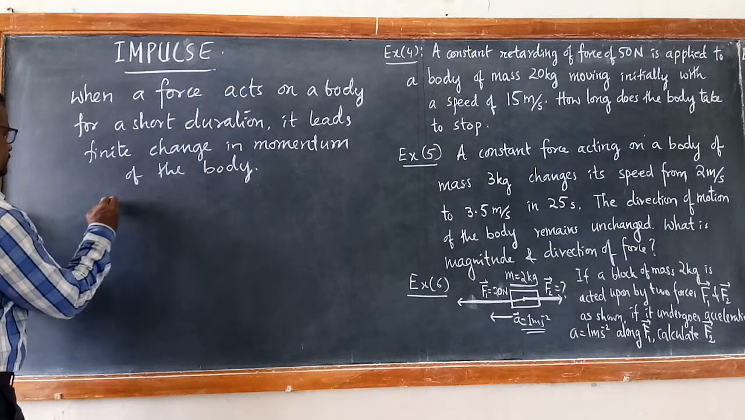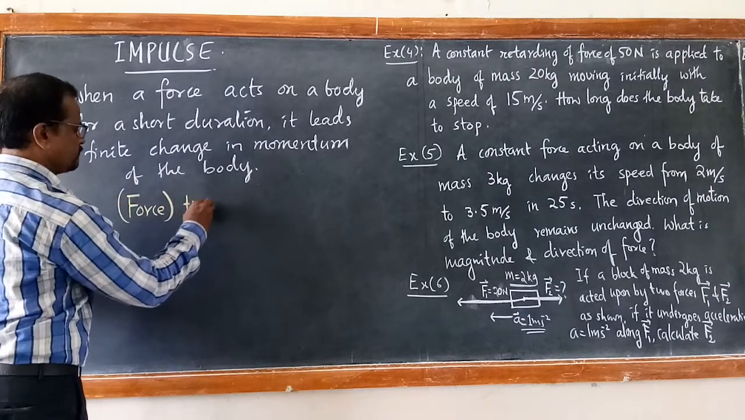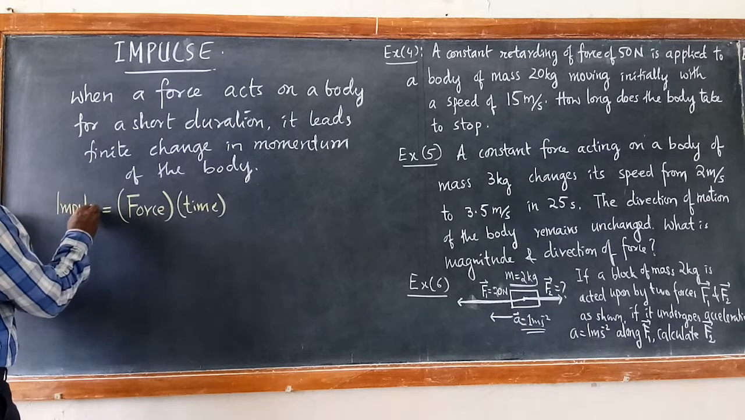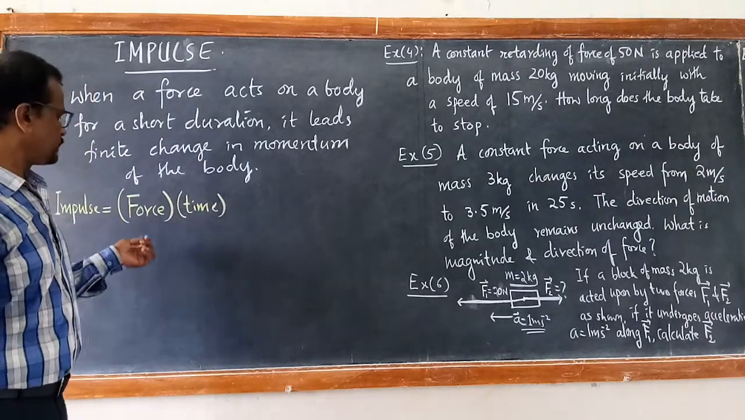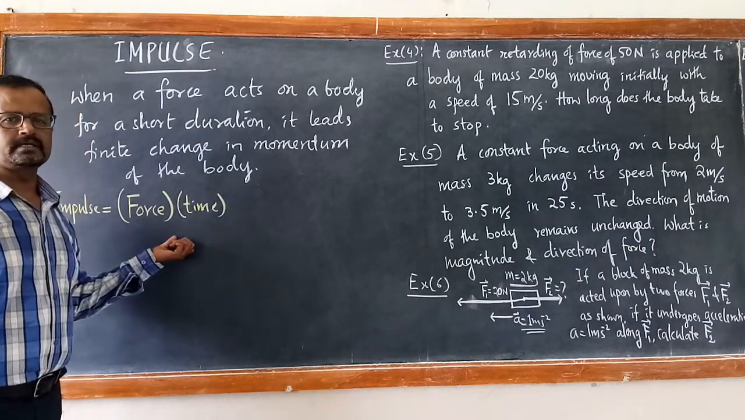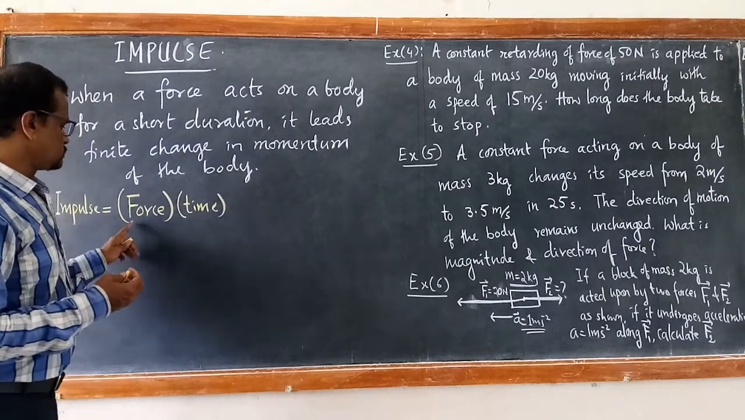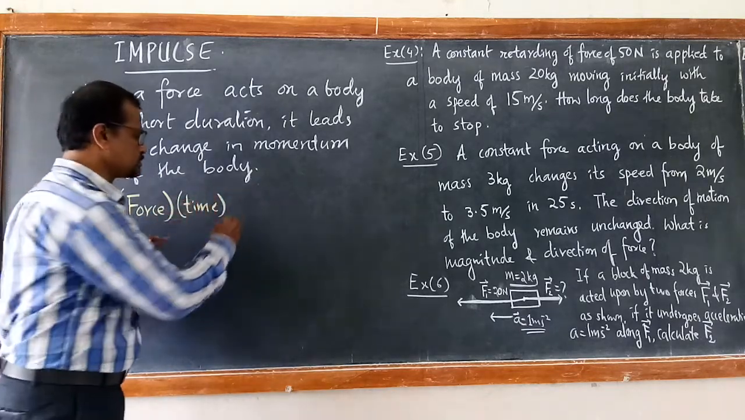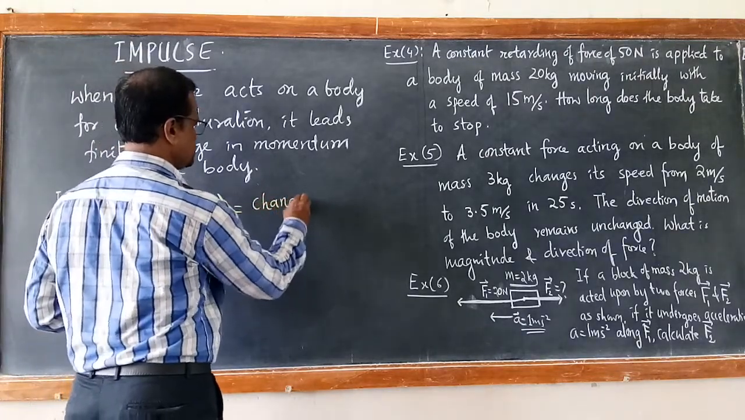So, the product of force and time gives us what is known as impulse. Impulse is defined as the product of force and time. But you see, force and time are very difficult to measure. The time duration is also very short, and we don't know how much force is exerted. So how do we calculate it? It leads to a change in momentum, so that is what we calculate as change in momentum.